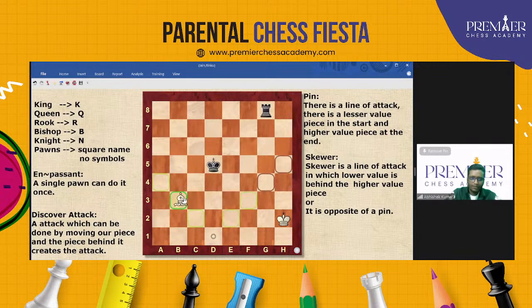The answer is bishop to b3. While we are doing bishop to b3, what is happening? The bishop is creating a line of attack in which the king is in front. This line of attack starts from the left-hand side over here, and it is going to the right. So while we are starting from the left, we can see there's a higher value piece in the front and a lower value piece at the back.